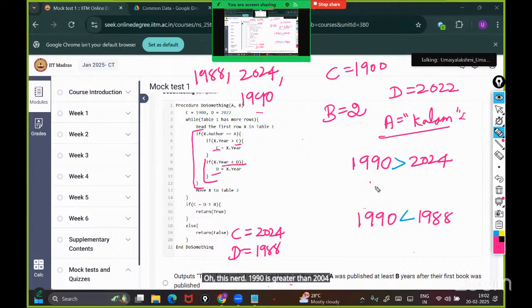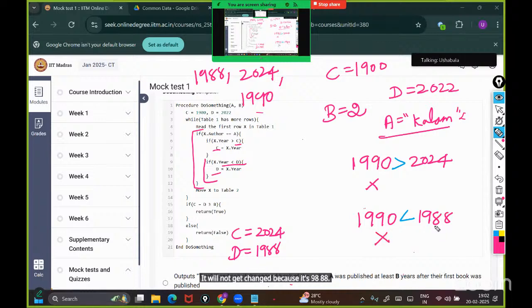Agreed. Here, also, 1990 is greater than 1988. Yes, true. Okay, 1990 is not smaller than 1988, right? Okay, got it. So will the D value remain the same? Yes, ma'am, it will not get changed because it's 88.